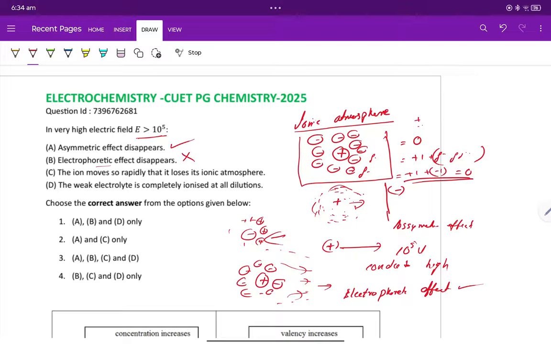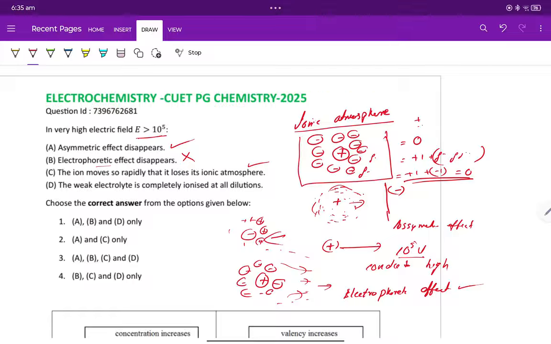Now option C, the ion moves so rapidly that it loses its ionic atmosphere. That is what I told. Whenever you apply a very high potential in the order of 10 to the power of 5 volts, the positive ion will be moving very fast, as if there is no ionic atmosphere. So this is a right option.